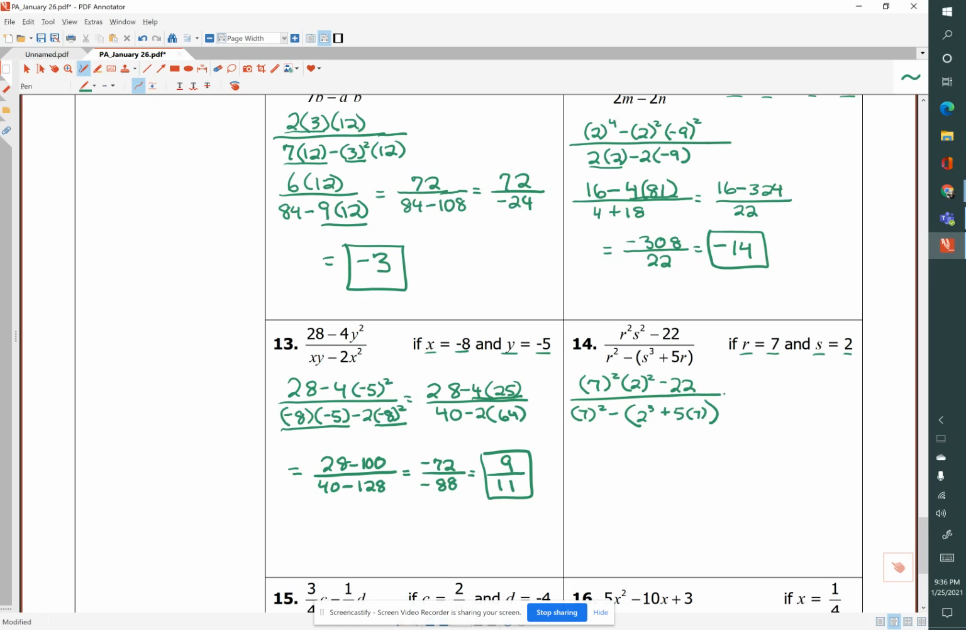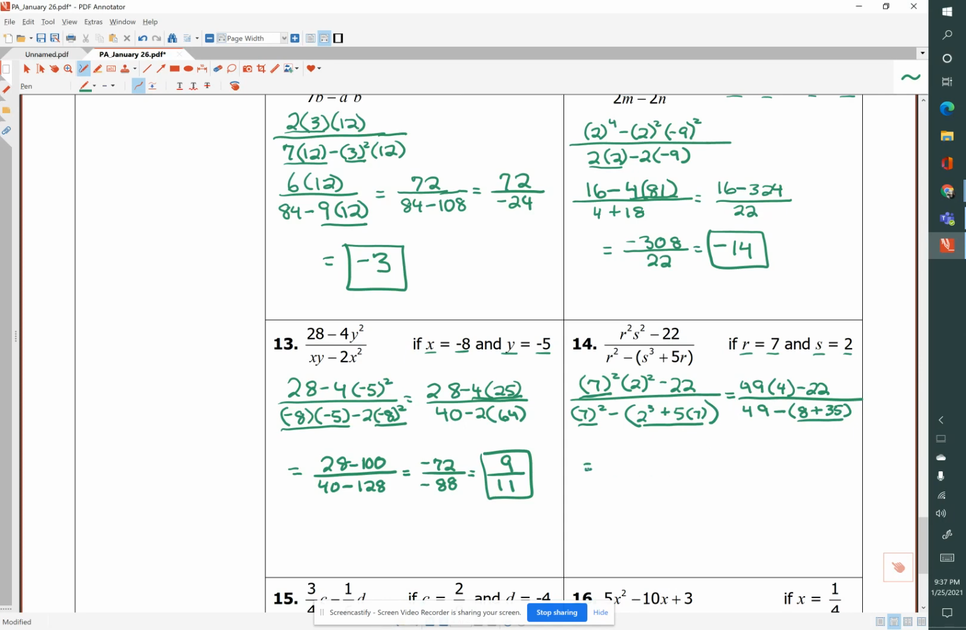So in the numerator, 7 times 7 is 49, times 2 times 2 is 4, minus 22. In the denominator, 7 times 7 is 49, minus, now in here we have 2 to the third is 8, plus 7 times 5 is 35. And then we'll work with that, and we'll also multiply 49 times 4.